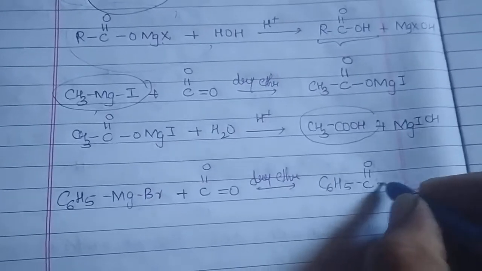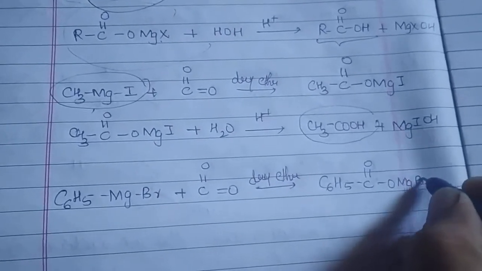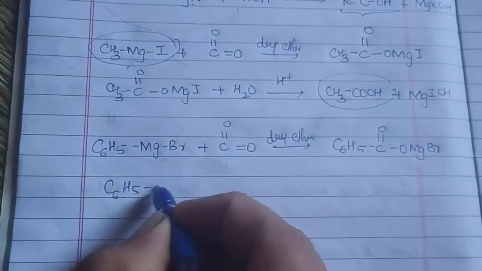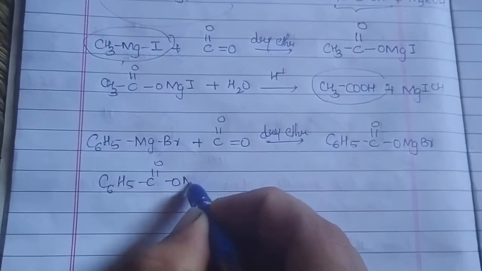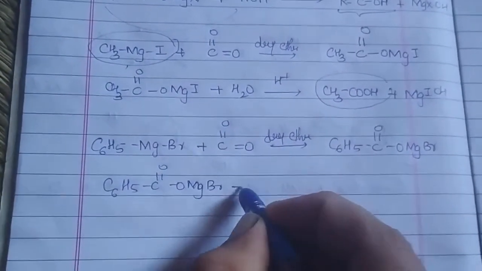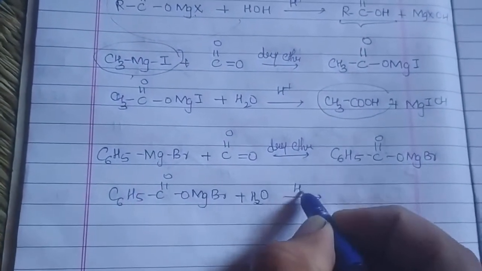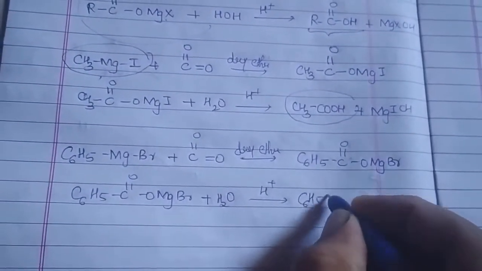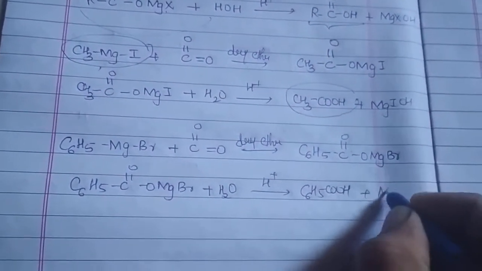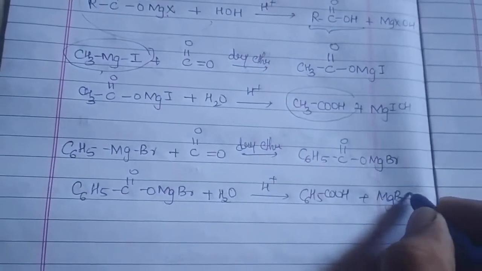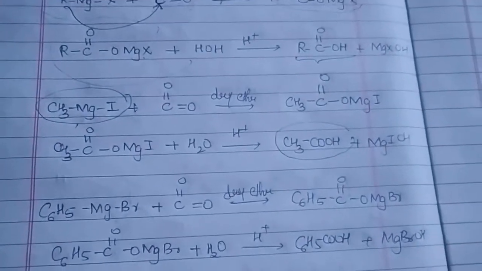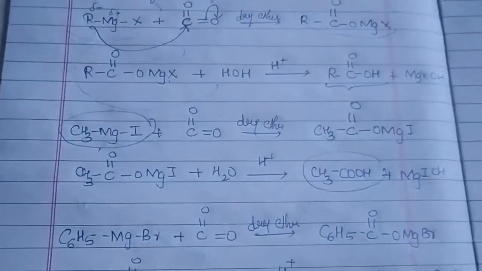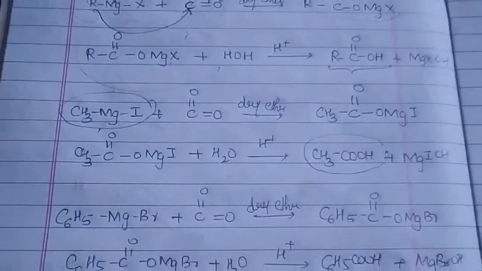C6H5C double bond O OMgBr. First we are getting an addition product. Then upon acid hydrolysis of the addition product, OMgBr plus H2O in the presence of an acid, which means acid hydrolysis, I am going to get my benzoic acid. Can you see? So this is the funda where we get to know how one can prepare the respective carboxylic acids using Grignard reagents. Is that clear? I hope there is no doubt in it.